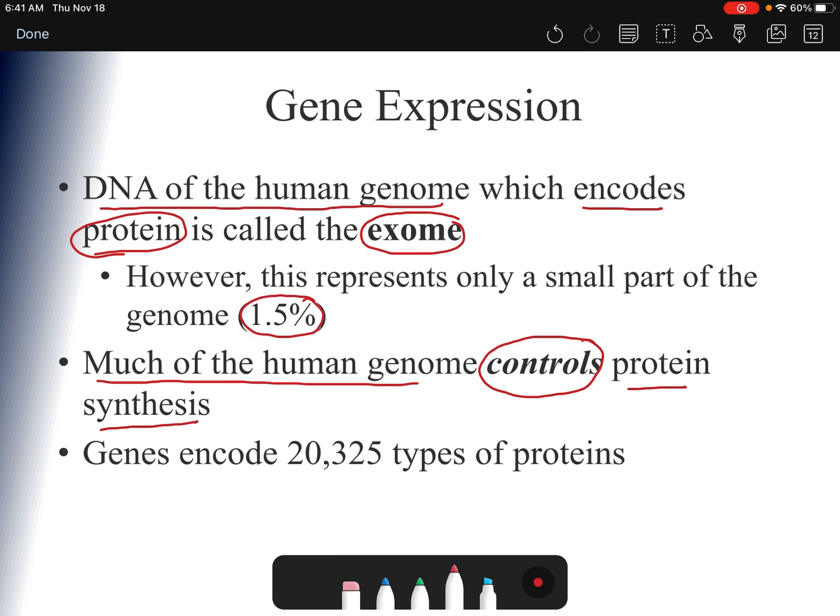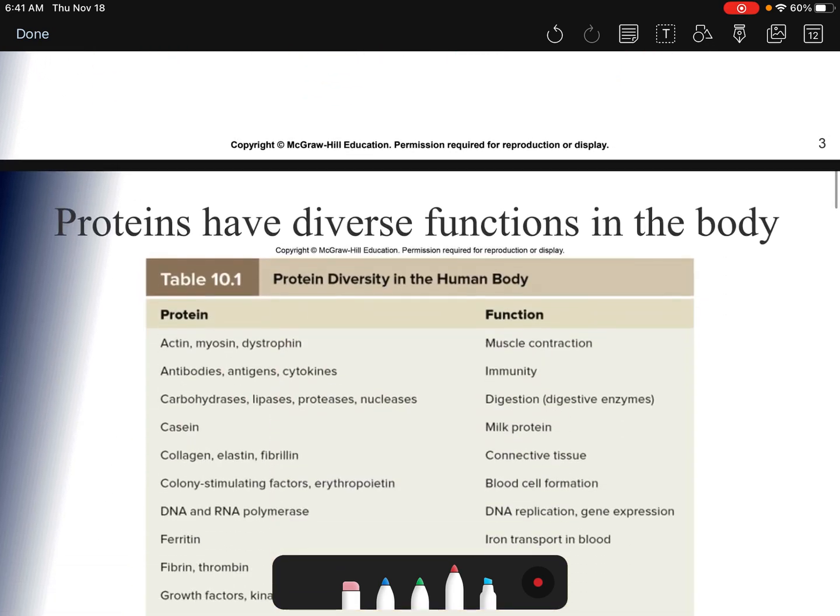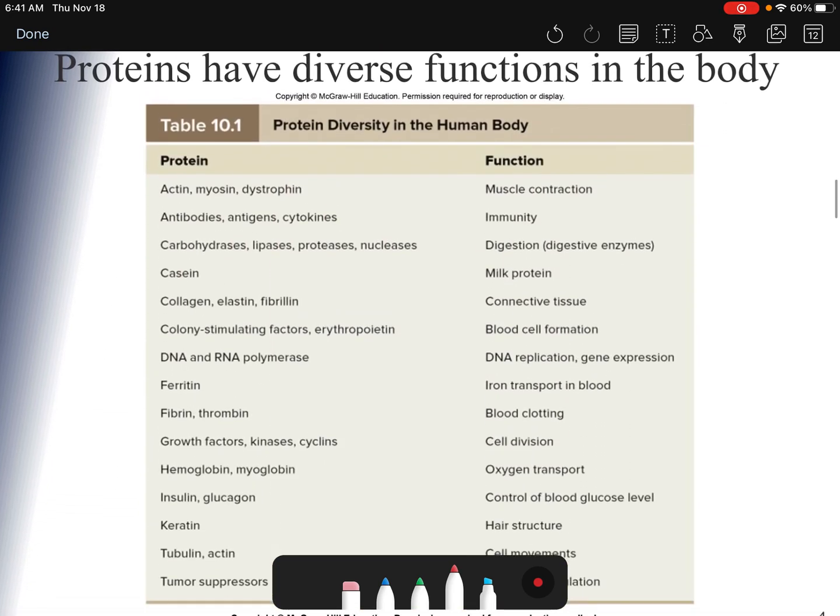And just a little fact here, your genes encode over 20,000 different types of proteins. So that's kind of an interesting number as well. You don't need to remember that number. That's just for reference. And just for review, your proteins are very, very important. That's why this process that we're going to be talking about in this chapter is so important.